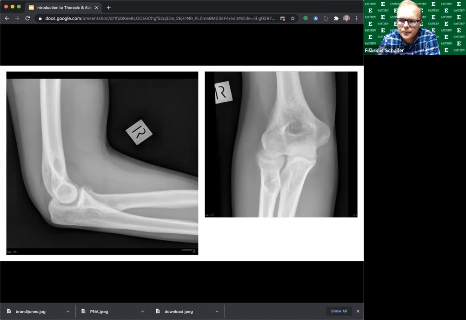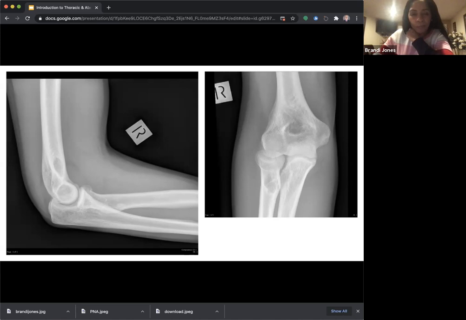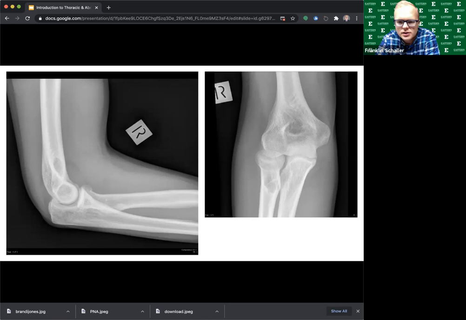Pretty subtle, but it's there. What are you seeing, Brandy? Looks like a subtle radial head fracture. I would have to agree 100%.